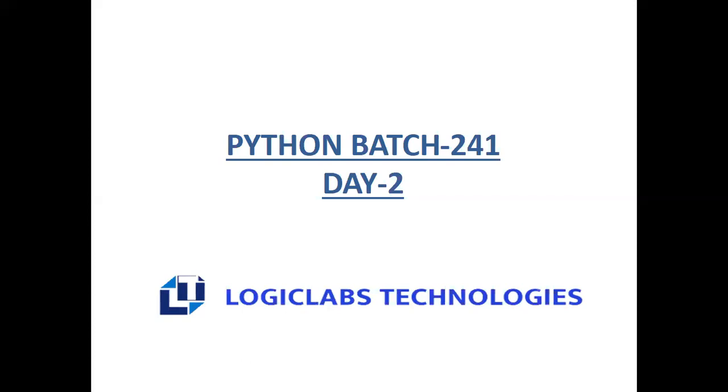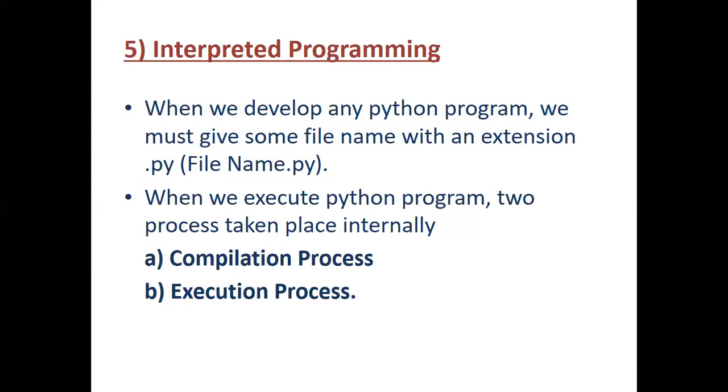After the four features of Python, we discussed the interpreted programming language. How is this an interpreted programming language? Because whenever we develop any Python program, we need to save the file with the extension .py, filename.py. Whenever we execute the Python program, two processes take place internally: one is the compilation process and the second is the execution process.